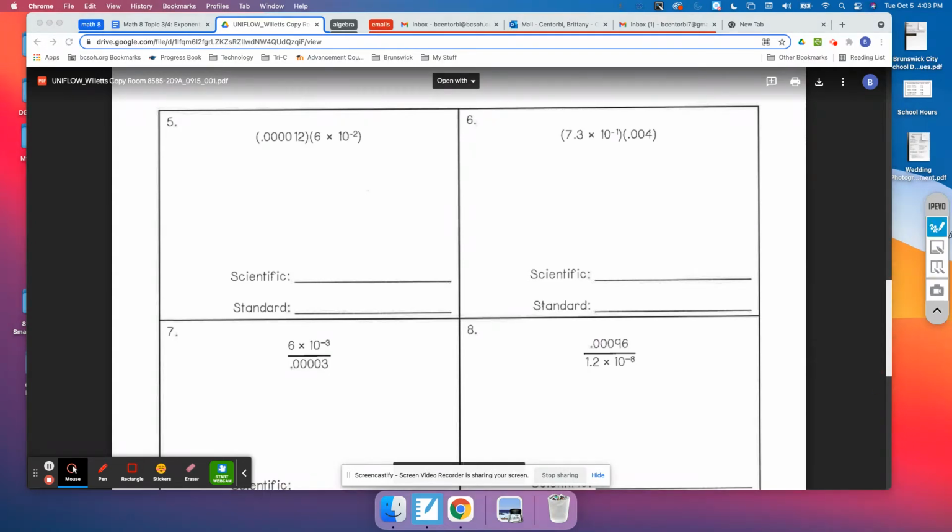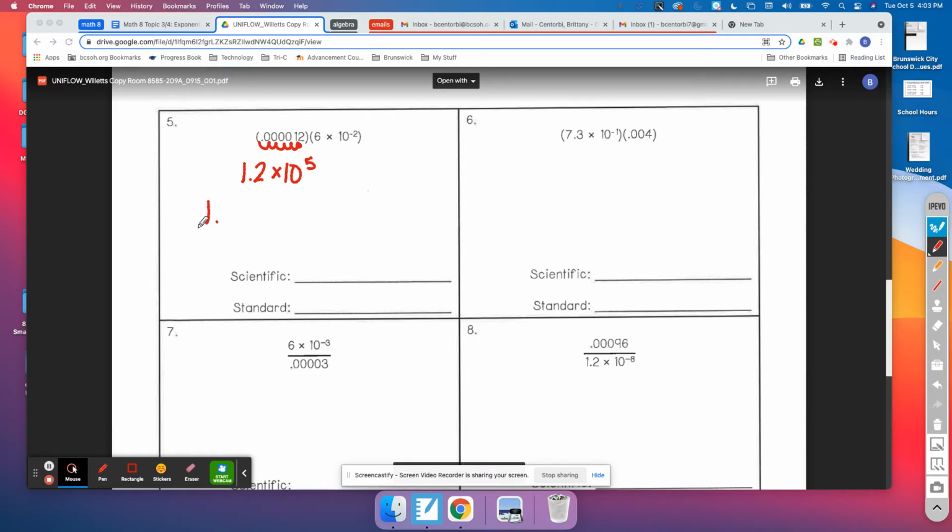Flipping over to the back here, we've got 0.0012 times 6 times 10 to the negative second. So we're going to move this over first. So 1, 2, 3, 4, 5. So this becomes 1.2 times 10 to the fifth.